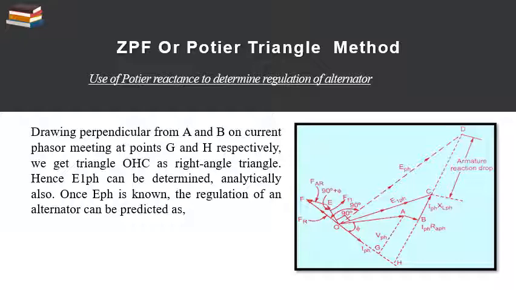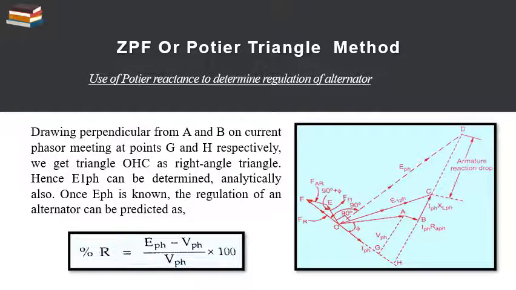Once EPH is known, the regulation of an alternator can be predicted as percentage of voltage regulation is equal to EPH minus VPH divided by VPH into 100%. Or we can say that no load voltage minus full load voltage divided by full load voltage into 100. क्योंकि हम वोल्टेज रेगुलेशन को हमेशा परसेंटेज में कैलकुलेट करते हैं, इसलिए मल्टीप्लाई 100 से करेंगे.